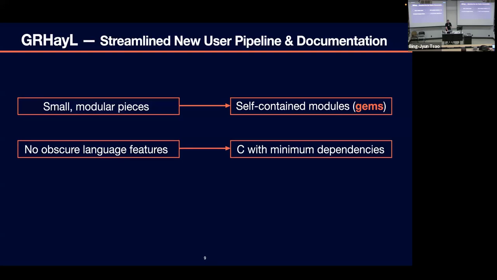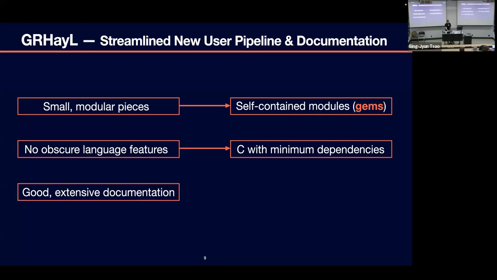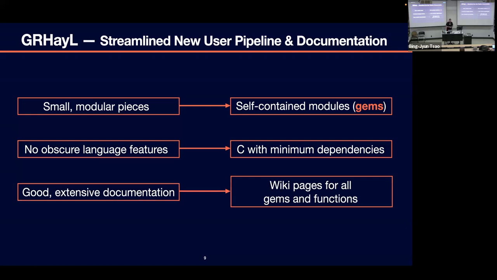Through having no obscure language features, like I said, you just use C with minimum dependencies. Basically, the only external dependency we have is HDF5, and that's because we want to support equation of state tables, and they come in HDF5, so there was no way around that. And good extensive documentation, right? Like I said, we have the wiki pages, but we also plan to do Doxygen documentation that is a little bit more standard, I suppose.